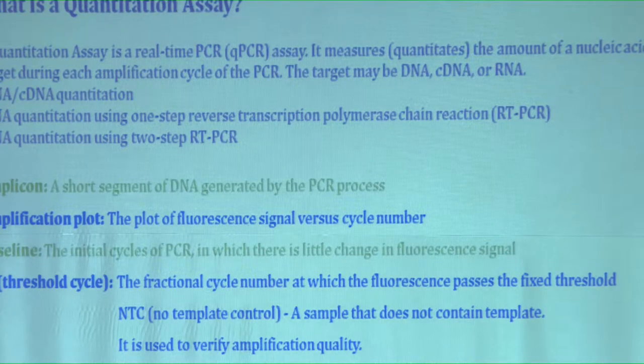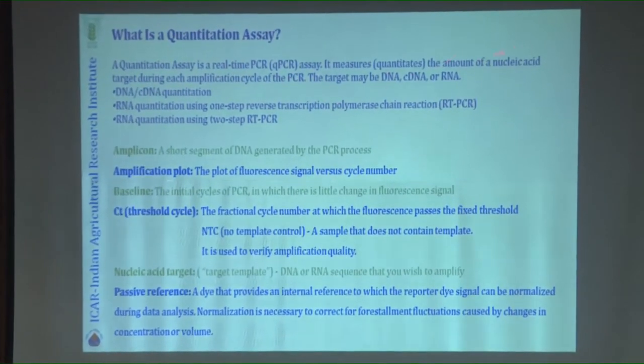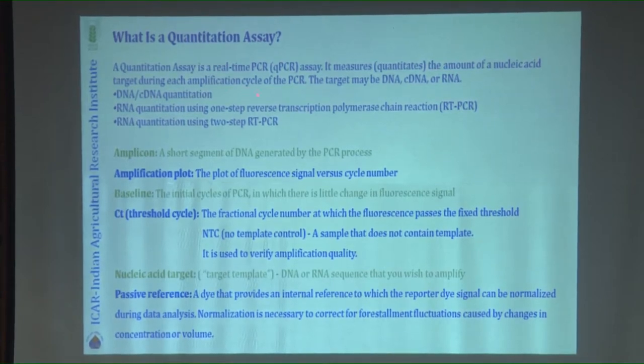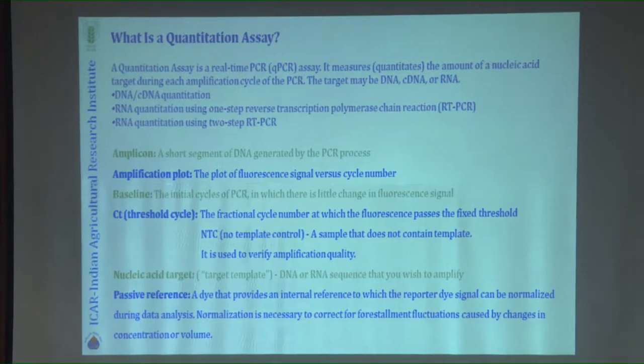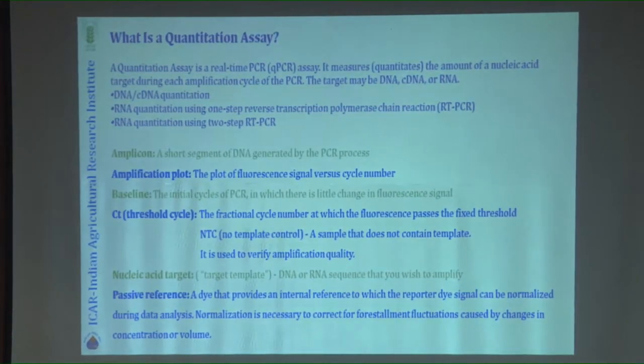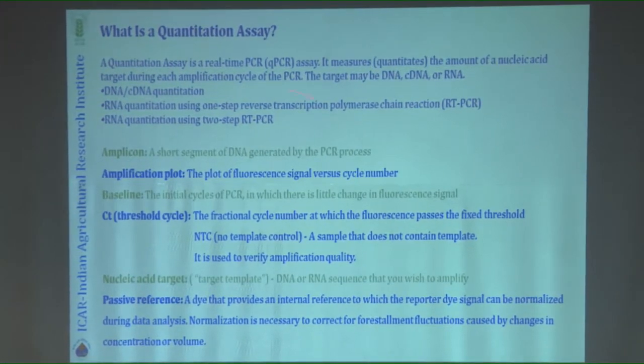All this being done, you need to know how to analyze the data. Suppose you get so much data but you don't know how to analyze it, then you are in trouble. A quantitation assay is nothing but a real-time qPCR assay which measures the amount of nucleic acid target during each amplification cycle of the PCR. What exactly are we measuring? We are measuring only the fluorescence signal. We don't measure the number of copies of DNA. That has to be changed into DNA copy quantitation or RNA quantitation using one-step reverse transcription polymerase chain reaction. This is RT-PCR.